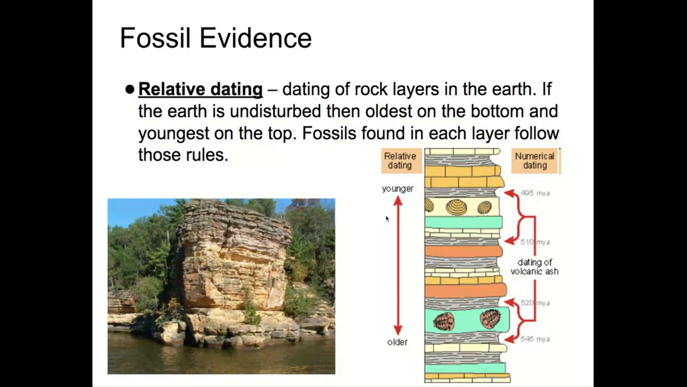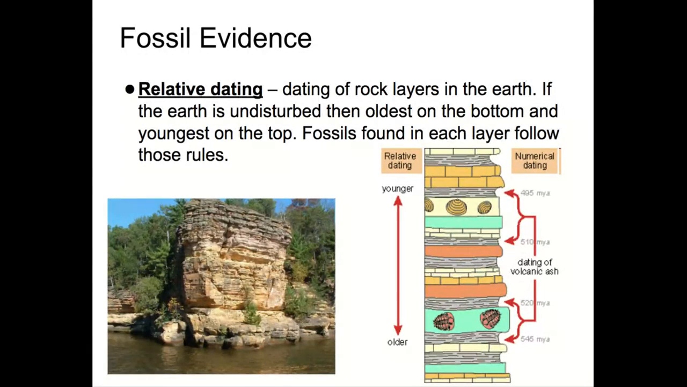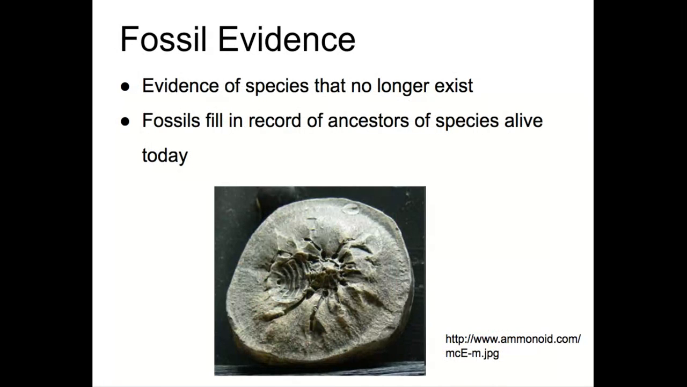So it's relative dating. And if you find fossils of once living organisms within the rock layer, then you can estimate its age and which are younger and which are older. So the fossils are found in the rock, and the rock is then used to date the fossils. And so fossil evidence is evidence of a species that no longer may exist, and the fossils fill in the record of ancestors of species alive today.